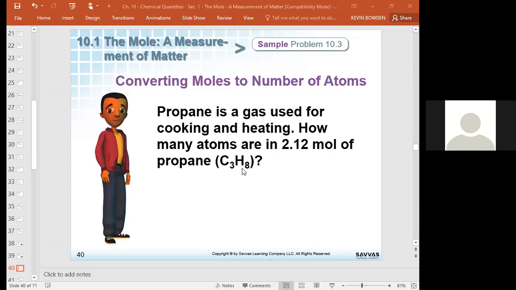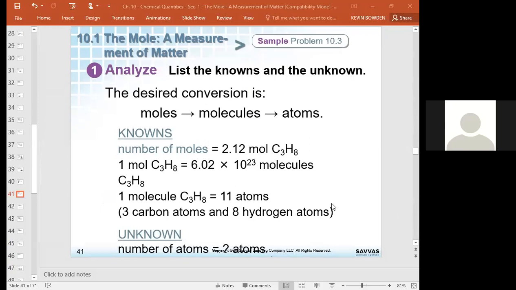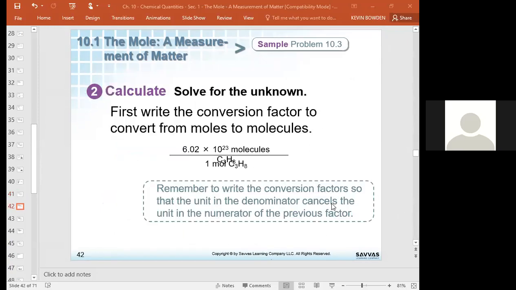$11, right? Just add up 3 and 8. There's no multiplying here; it's just addition. So again, we want to go from the moles, which are given to us, 2.12, to the molecules, which is Avogadro's number, and then the number of atoms is 11 per molecule, per representative unit. And so, how many atoms? Got to multiply those all together.